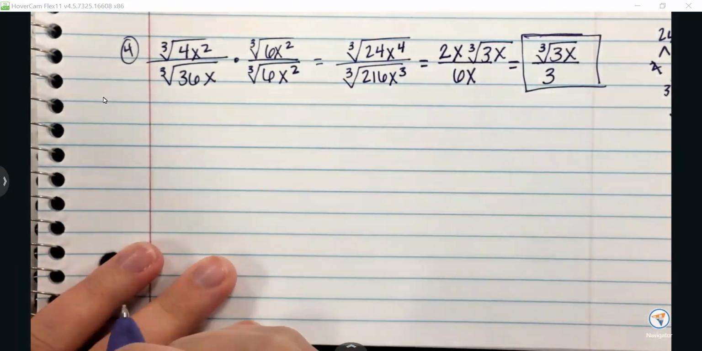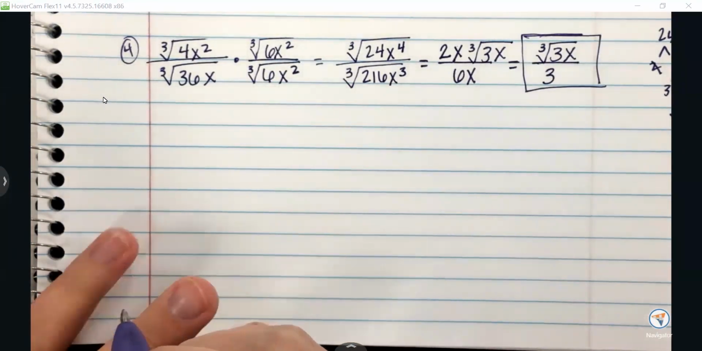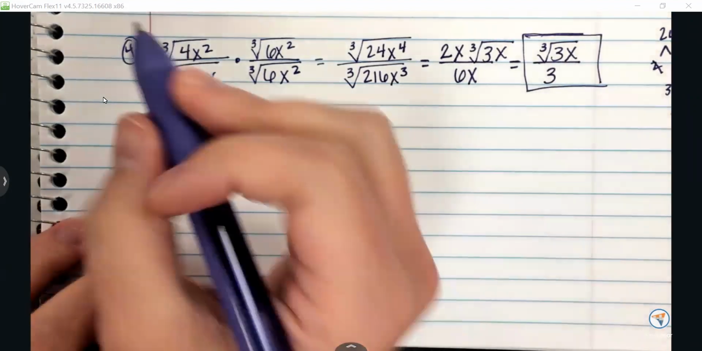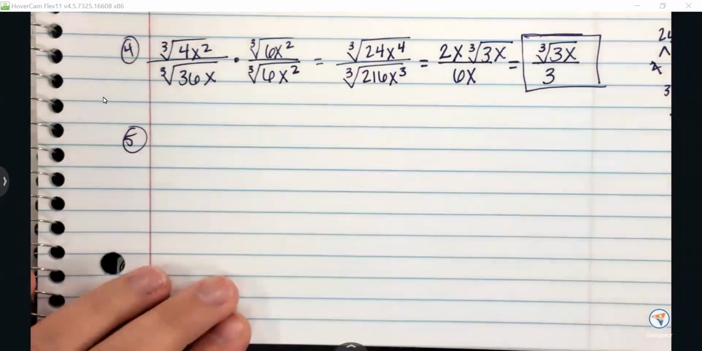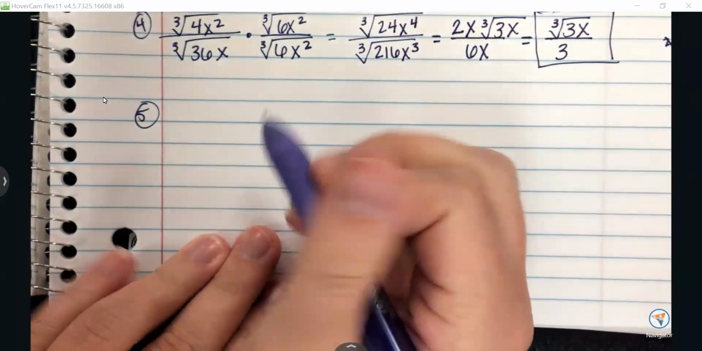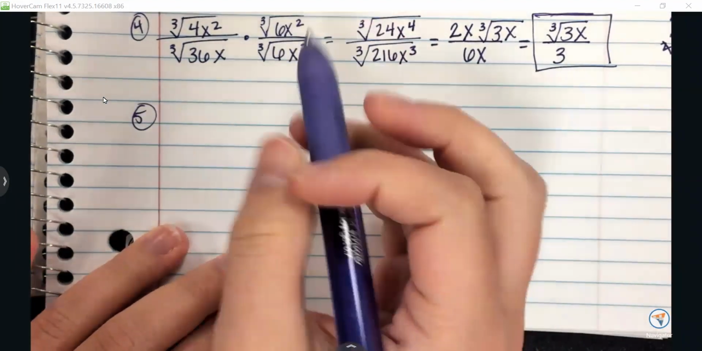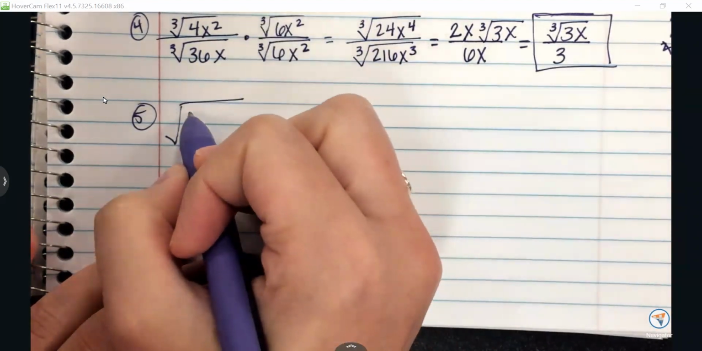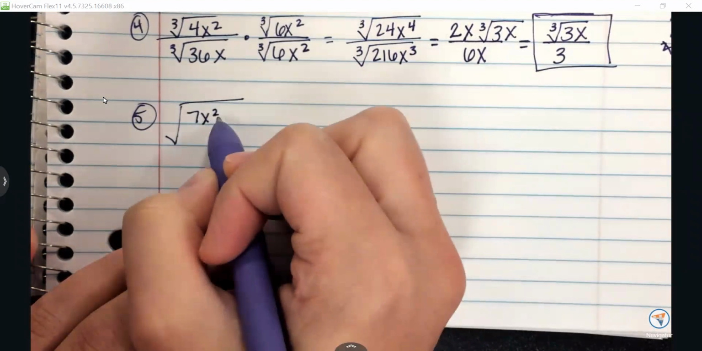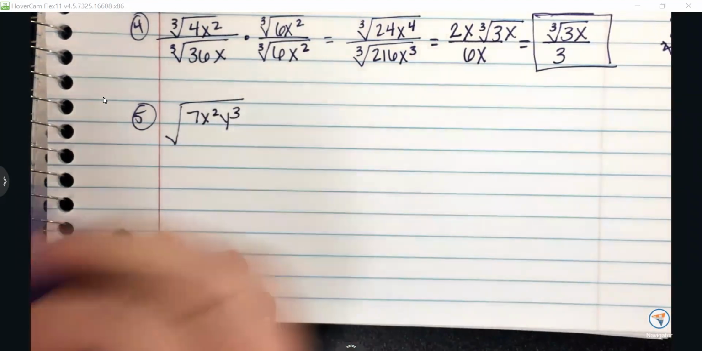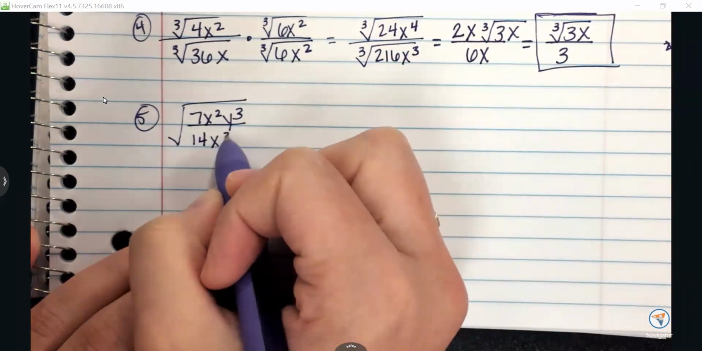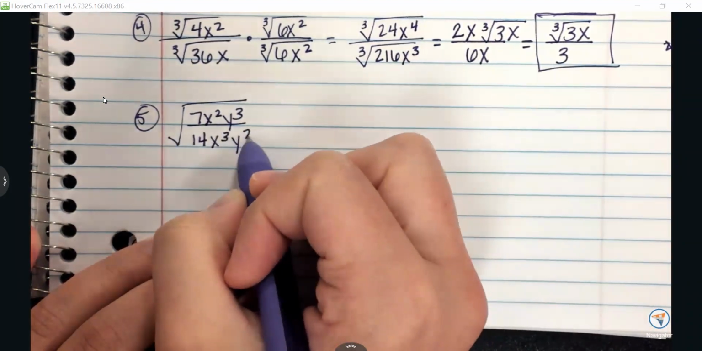There's 7 examples. I'm debating what order to go in. Let's do this one next. We'll save the 5th root for last. All right, here we go. So 7x squared y to the 3rd over 14x cubed y squared.